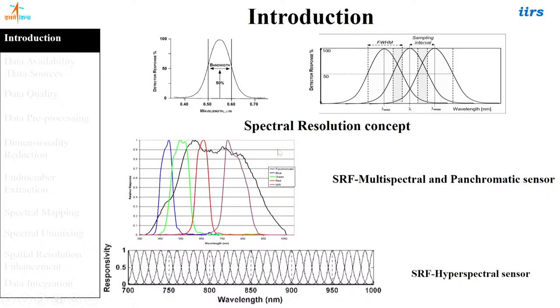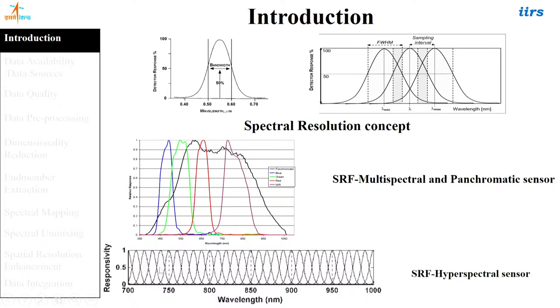Here you can see the spectral response function for multispectral and panchromatic. This is for blue, green, red, and near infrared. You can see it is discrete and separate from the other bands. Only between blue and green you see a little commonality, where whenever you draw the full width half maximum, there will be a little overlap. But in panchromatic, this covers the full wavelength range from visible to near infrared. So in multispectral there are gaps.